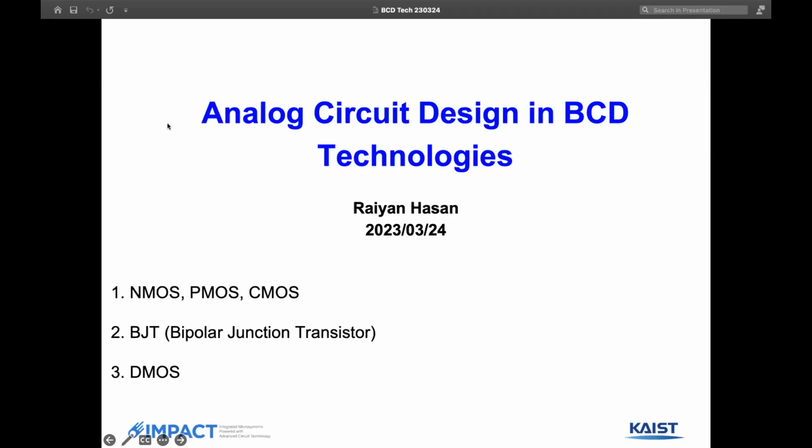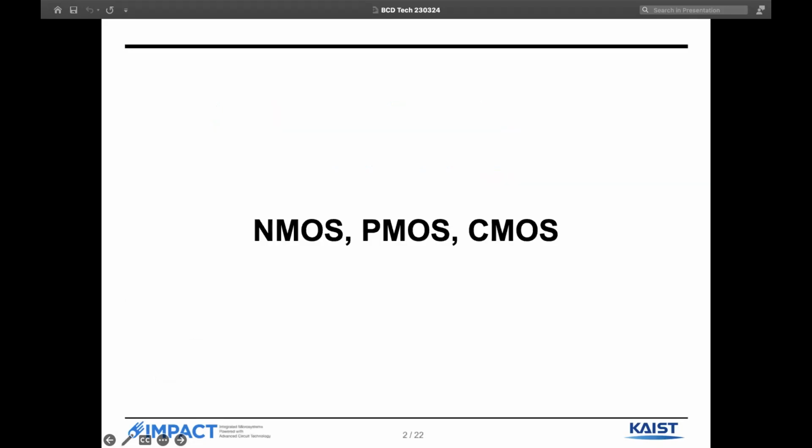This presentation is about analog circuit design in BCD technology. BCD means bipolar, CMOS, and DMOS. In this presentation, I'm going to explain these three terms. CMOS consists of NMOS and PMOS, and then we're going to see what BJT means, bipolar junction transistor, and finally we're going to see what DMOS is about. So let's start with NMOS, PMOS, and CMOS.